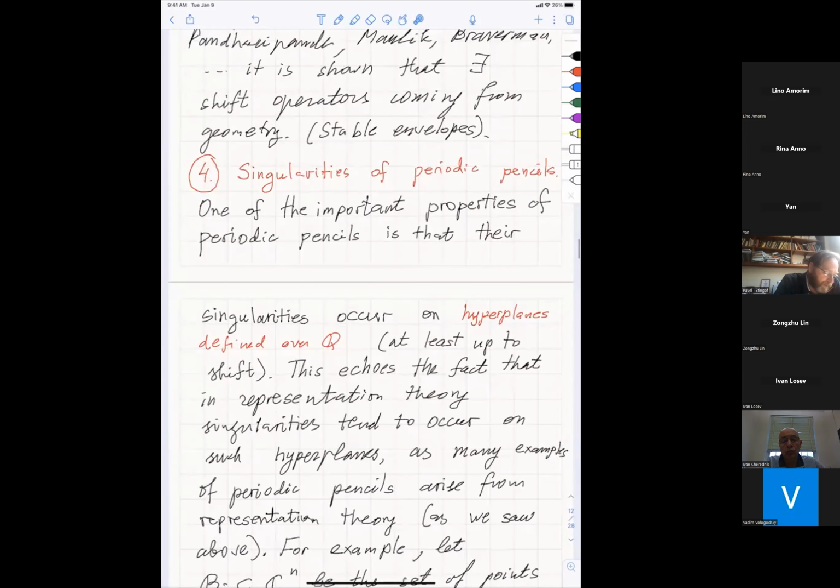So this echoes the fact that we know well from representation theory, that we get singularities where some interesting things happen with representations. But for some reason, they always occur on some, well, almost always, except Virasoro algebra maybe, but for some things related to simple Lie algebras or Weyl groups or things like that, they always occur on hyperplanes. And moreover, hyperplanes with rational coefficients. And so to some extent, this theory explains it because these periodic pencils are strongly connected to representation theory.